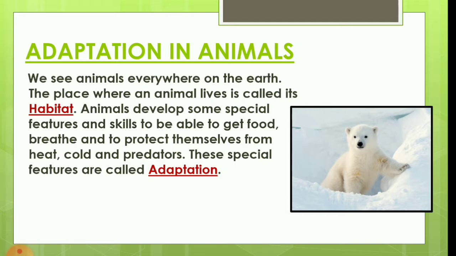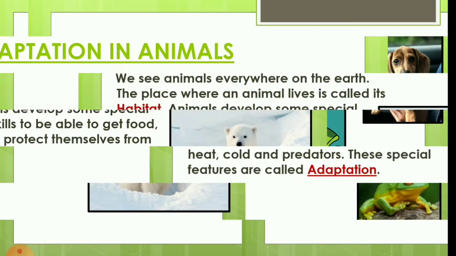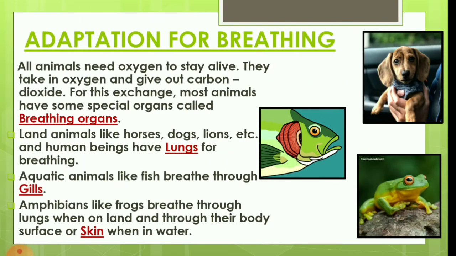For example, camel lives in desert, and in desert there is scarcity of water. Water is very less. So to survive in that condition, camels store water in the body. So storing water is a type of adaptation. So these are the two terms, habitat and adaptation. Habitat means the place where they live, and adaptations are the changes they make in their body. Okay, so let us move to the next topic, that is adaptation for breathing.